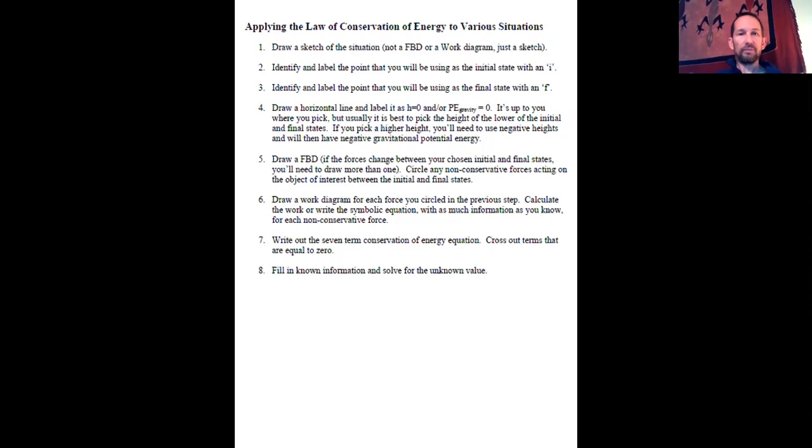This is really important. You can pick wherever you want. However, I strongly recommend that you look at your initial state and your final state. If they are two different heights, pick the lower of those, whichever one it is, and make that your gravitational potential energy equals zero line. If you do it the other way, you're going to end up with some negative potential energy, and that's kind of weird.